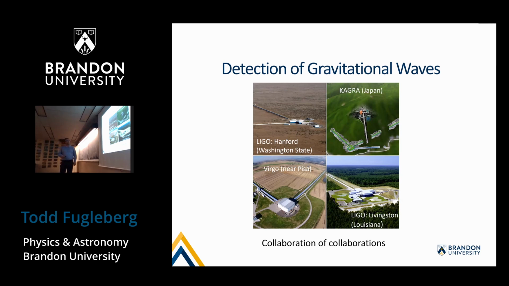So you basically have these really, really long arms where you have a vacuum. And what happens is they're sending laser beams down those arms and then recombining them. The arms of LIGO are about 4 kilometers long in each direction. In Virgo and KAGRA, they're about 3 kilometers.